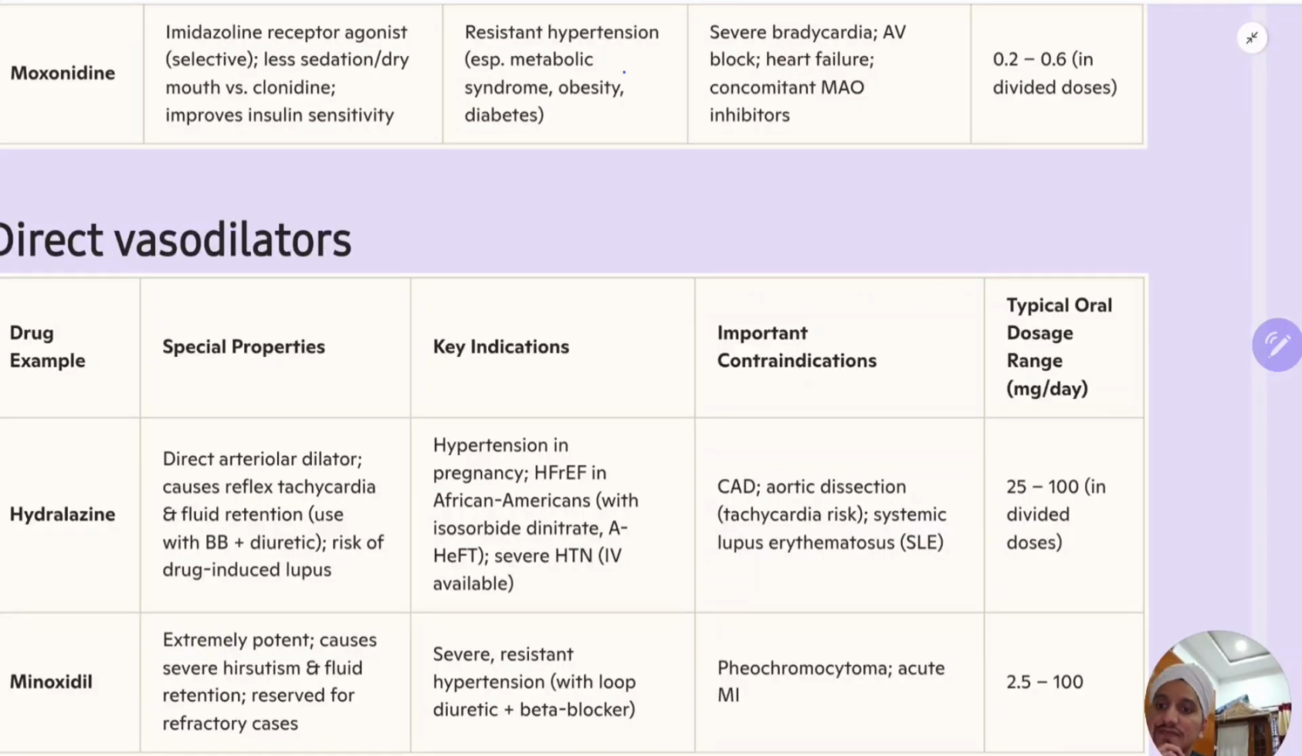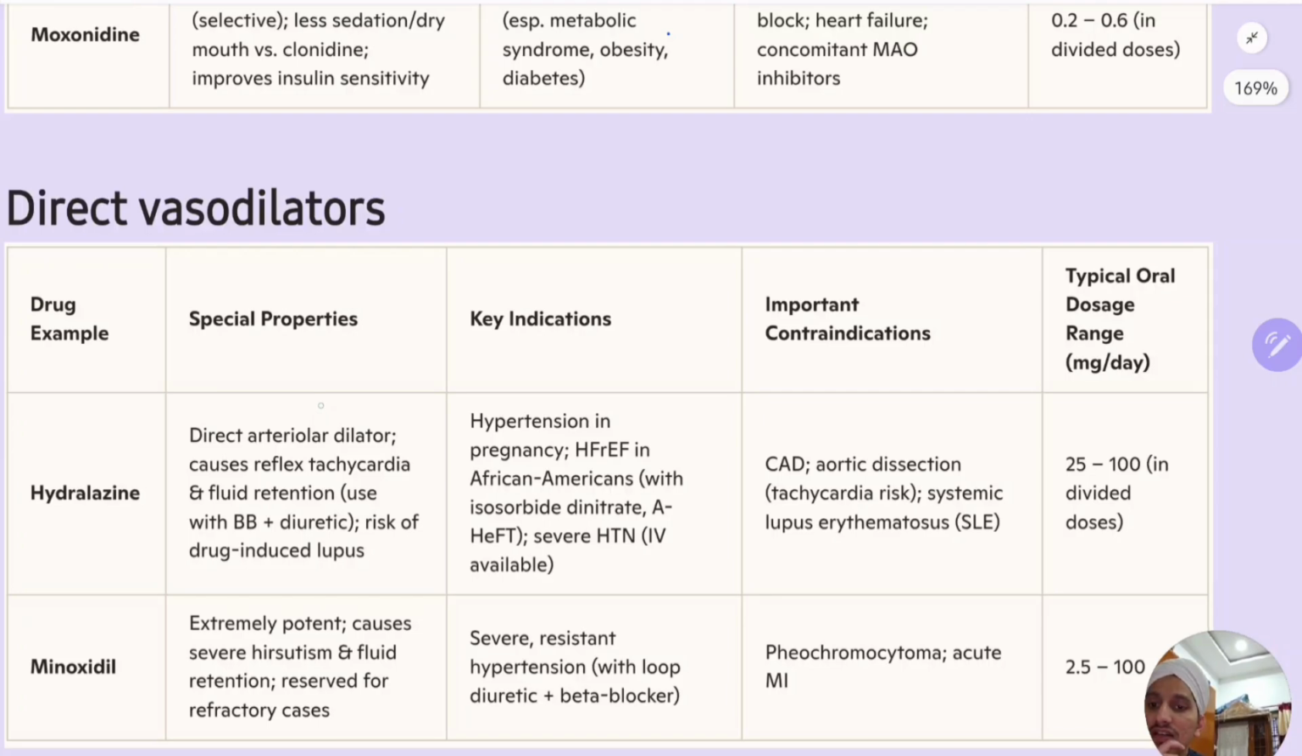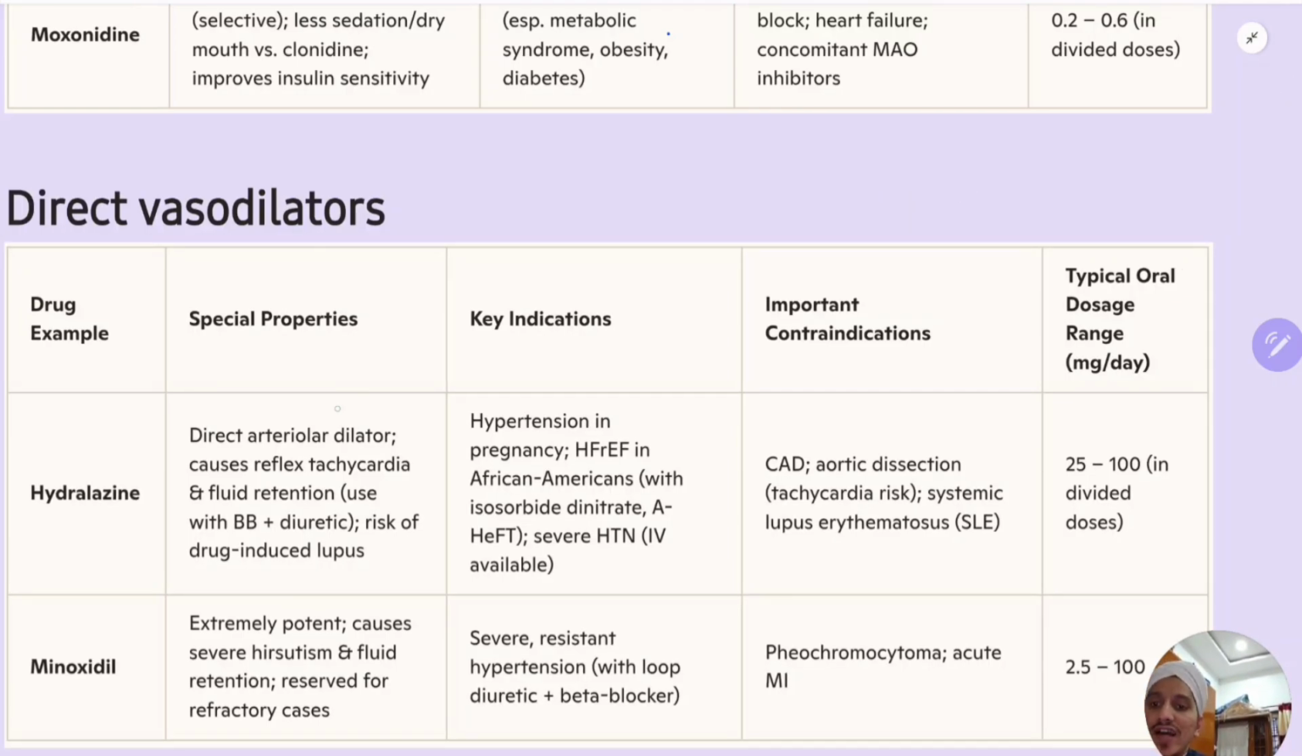So the next drugs are Hydralazine and Minoxidil, the directly acting vasodilators. Hydralazine is a direct arteriolar dilator, so it causes reflex tachycardia and fluid retention. So use it with a beta blocker plus diuretic. Why should you use Hydralazine with a beta blocker and diuretic? Because it causes reflex tachycardia.